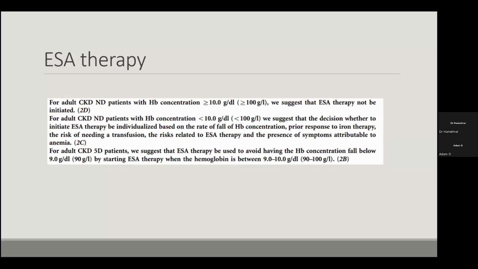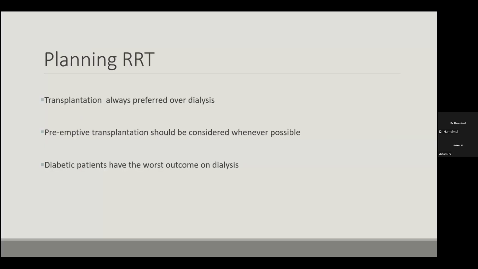In CKD dialysis patients, erythropoietin therapy should definitely be started when hemoglobin is 9 to 10. So we don't want hemoglobin to be above 11 or 12 because there is risk of stroke, headache, and other complications associated with erythropoiesis. So the target in dialysis patients is 9.5 to 11.5. So when it's 9 to 10, you should definitely start therapy.